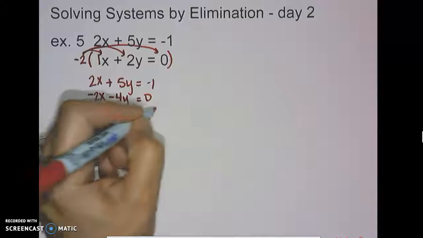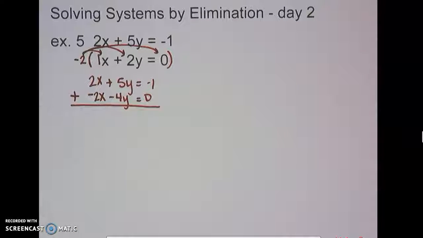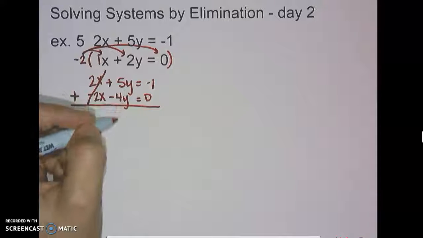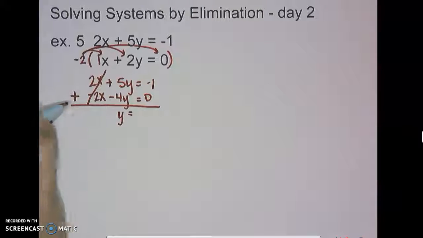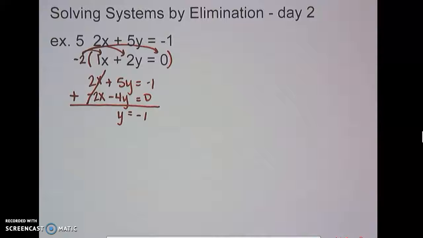Alright, so now that we're here, we're going to add our equations together. 2x plus a -2x, those eliminate. That's what we want to happen here. 5y plus -4y is 1y or just y. And -1 plus 0 is a -1. So just like that, we have what y equals.